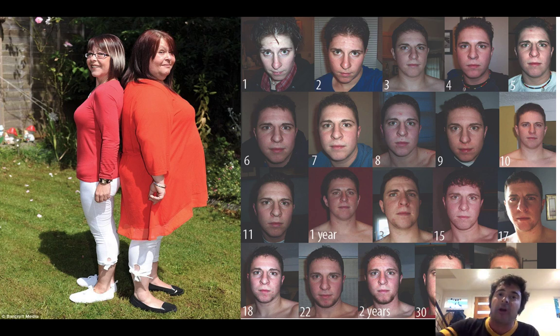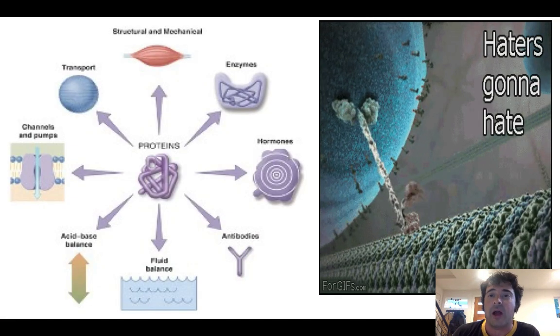So genes are interacting with your environment all the time. Just because you have a set of genetic characteristics doesn't mean that they're necessarily going to manifest, right? It's this complex interplay between your environment and your cells that's taking place all the time.